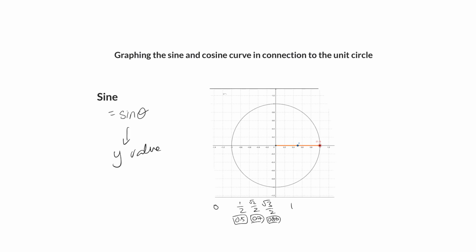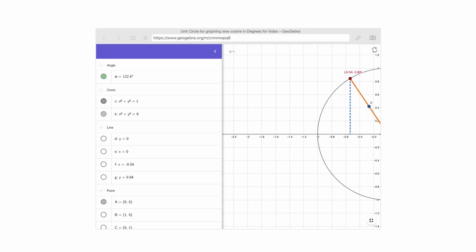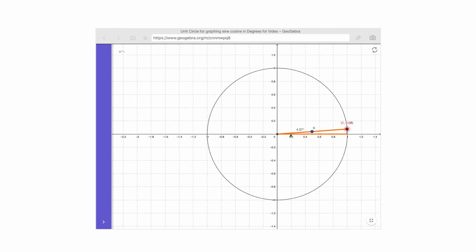So let's put an application context to this when graphing. I want you to think of this unit circle as a water wheel or a Ferris wheel or some sort of wheel that turns. And I want you to think of the x-axis as the water. And I want you to think that right over here is where the ride begins. And when the ride starts, you're going to go counterclockwise. So meaning this red dot here is going to go all the way up in one big revolution back to the initial starting point.